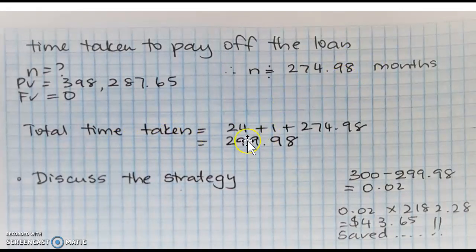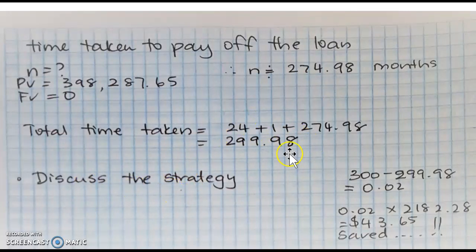So the time taken is basically the first 2 years, 24, plus that 1 month calculation we did in there, plus the remainder of the loan, add all that together. And you can see it takes me 299.98 months instead of 300 months. So you can imagine I was fairly disappointed when I got to the end of this question, because I didn't really save any money. So what you need to do here is now discuss your strategy.